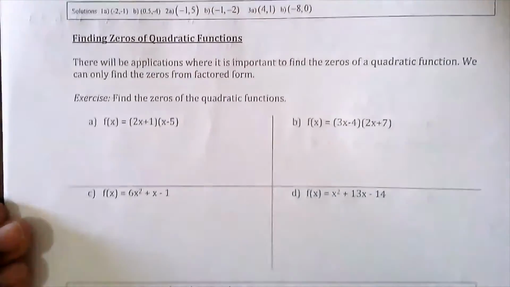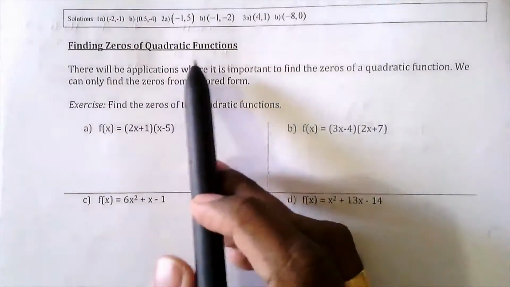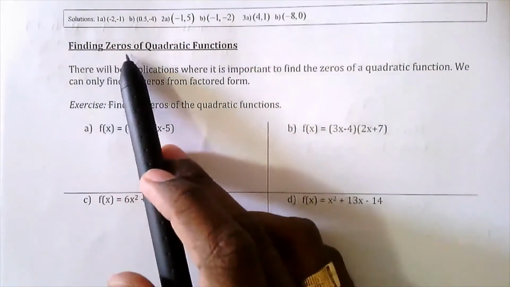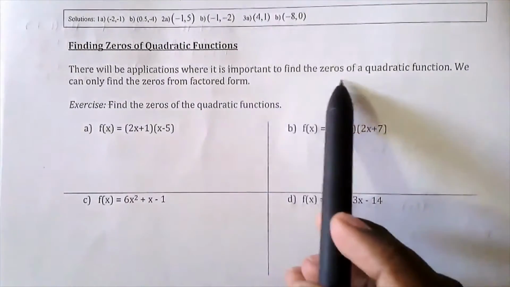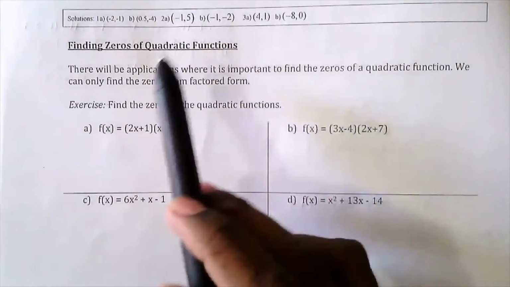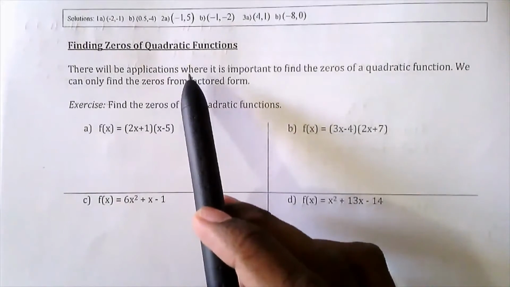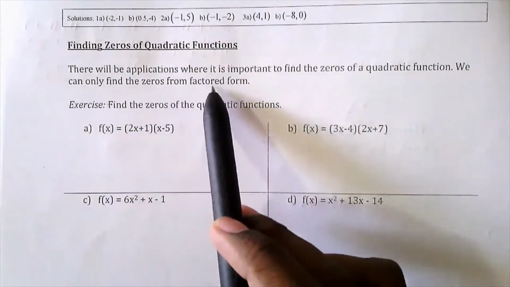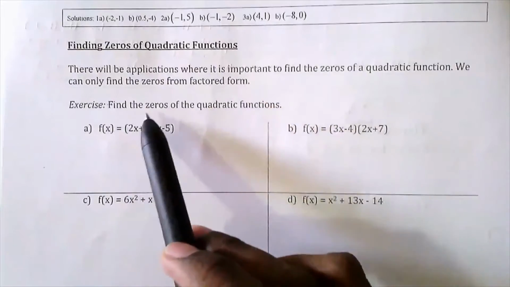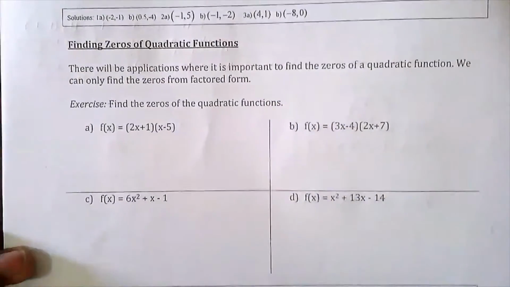The last review we're going to do is finding the zeros of quadratic functions. So remember, zeros are just x-intercepts. There will be applications where it's important to find the zeros of a quadratic function, and the applications is what we're going to see in the next unit. So we can only find the zeros from factored form. So let's do a quick review. I'll do A and C with you.